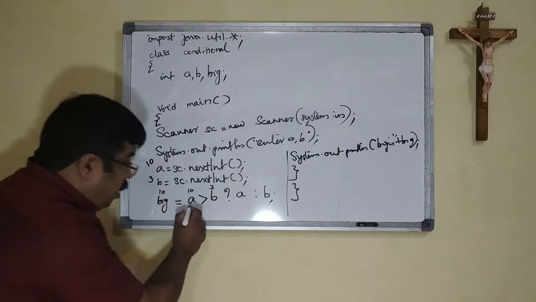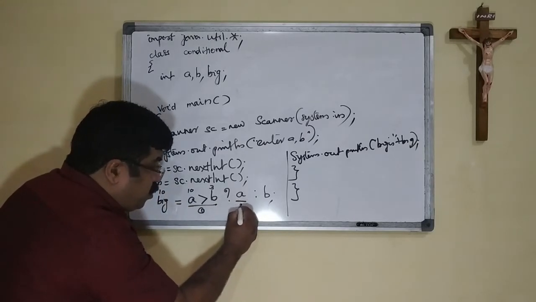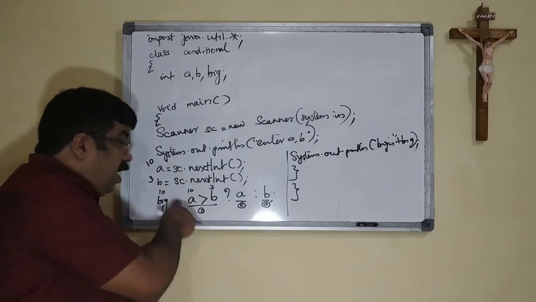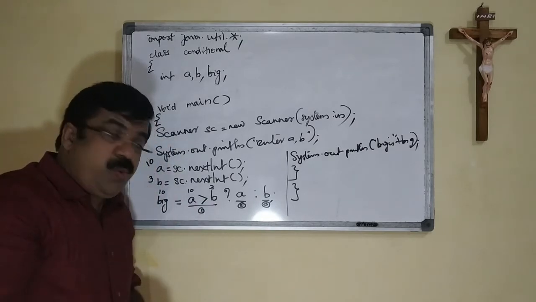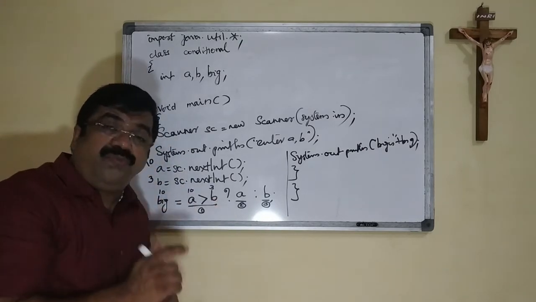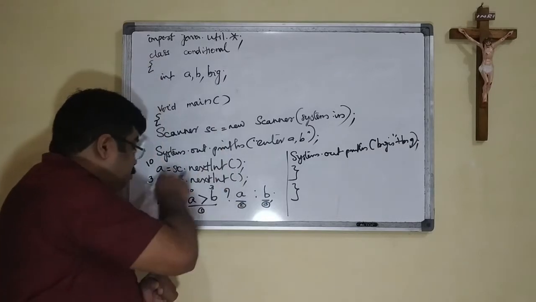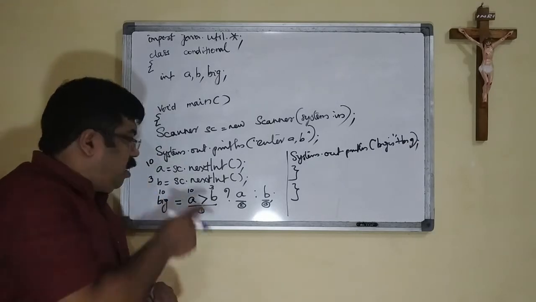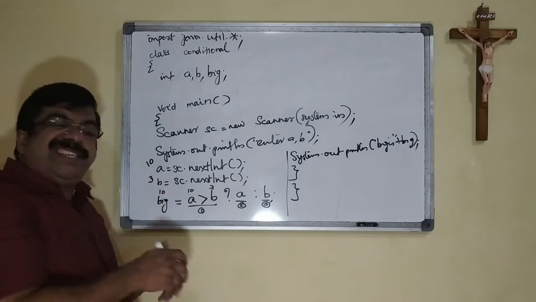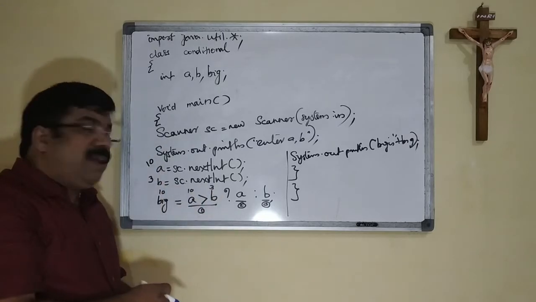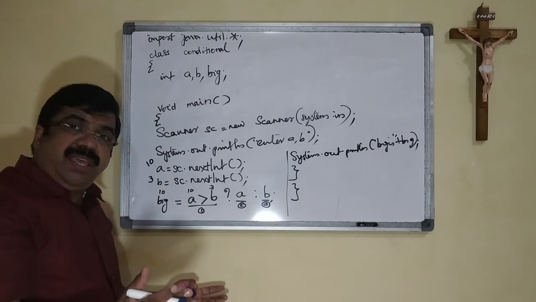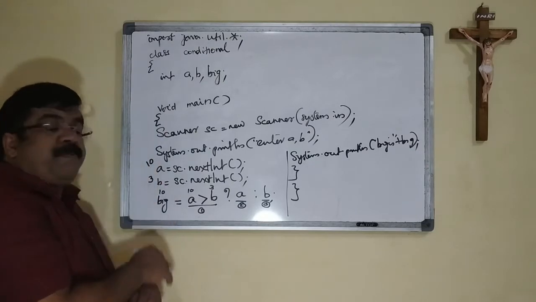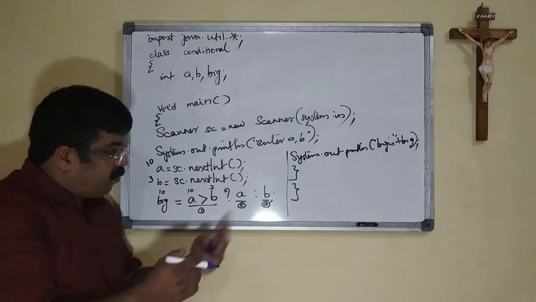As I said, expression 1, expression 2, expression 3. If expression 1 is evaluated to true, expression 2 will be the result of the expression. Otherwise, expression 3 will be the result of the expression. Then, in the present time, A we just assumed as 10, B was assumed as 3. 10 greater than 3 is true, so 10 will come to the big and be printed.